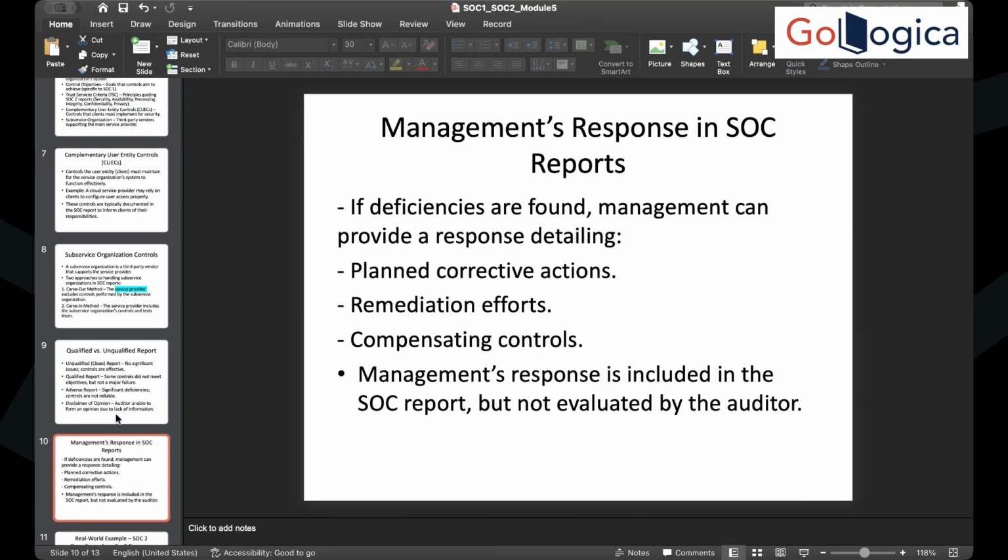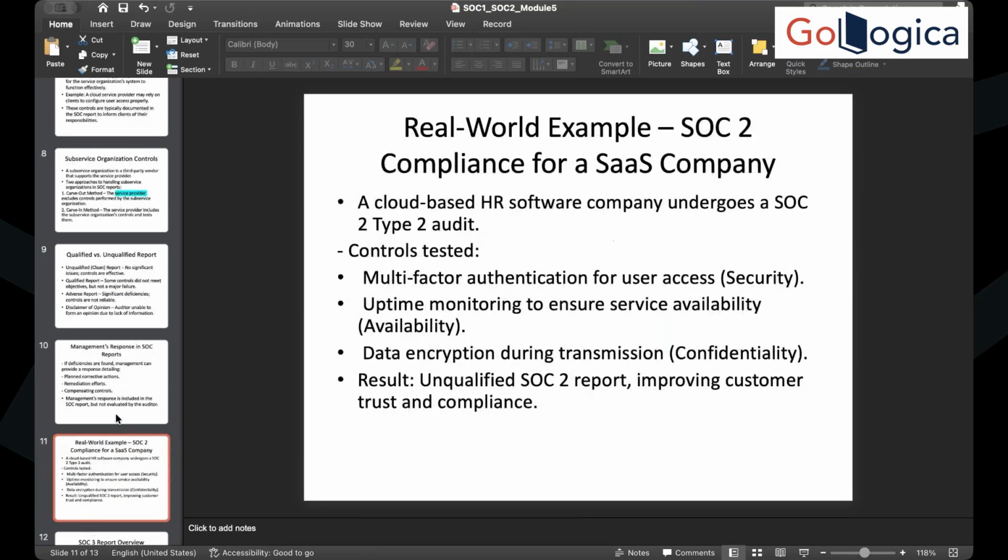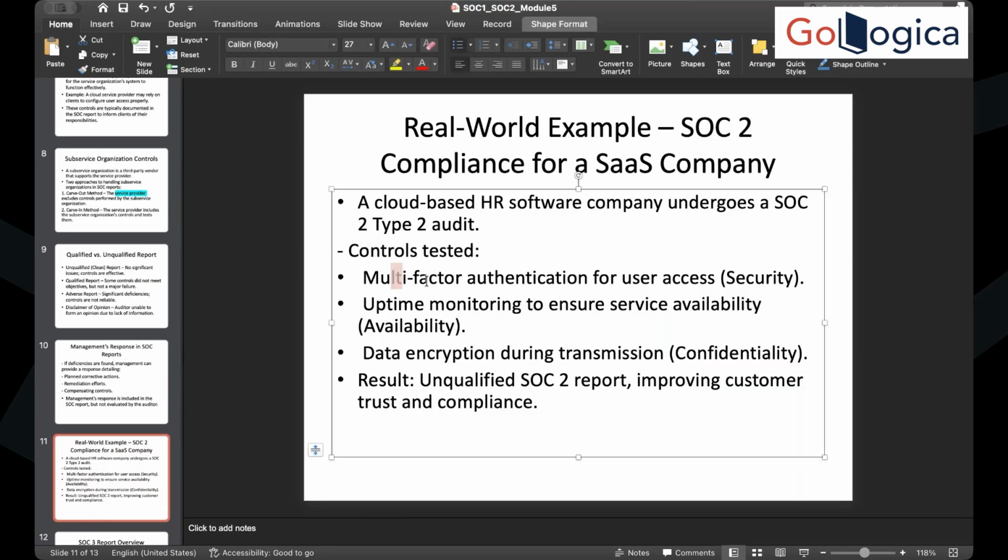Now just read through it. Moving ahead, a real world example of SOC 2. A cloud based HR software company undergoes a SOC 2 Type 2 audit. Controls tested would be, for example, security: we tested the multi factor authentication. Availability: we tested the uptime monitoring. Confidentiality: we tested the data encryption during transmission. Result: an unqualified SOC 2 report, which is our ideal case, improving customer trust and compliance.